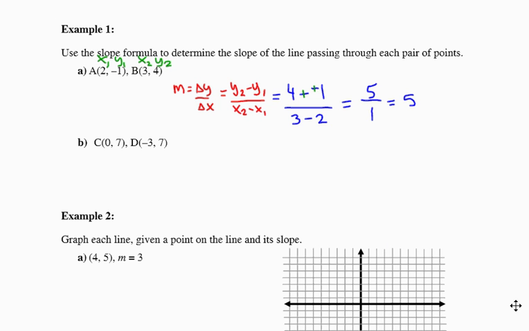Okay, so when we have 2 points, we want to label which one's x1, y1, and which one's x2, y2. So start by just going x, y, x, y. It really doesn't matter who's 1 and who's 2. I like to be consistent. The first one I see, I call 1. The second one, 2.